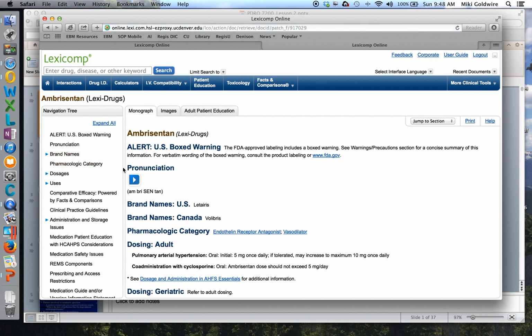And then under pronunciation in the drug monograph, there's a blue button with an arrow. If you click on this button, you will hear the pronunciation of the drug name. Ambrisentan. Ambrisentan.